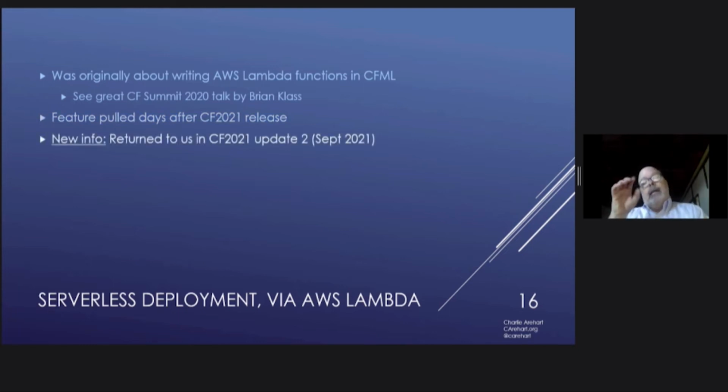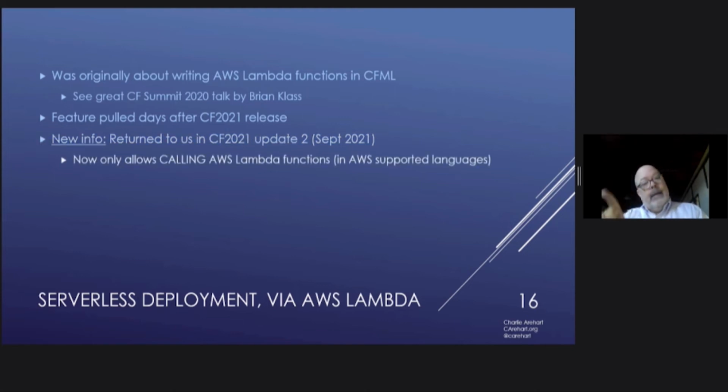And then check this out, in 2021's update 2 that came out just this past September, so 2.5 months ago, we got the AWS Lambda functionality back, except it only allows us to call AWS Lambda functions from within CFML. You have to write them in AWS supported languages. It no longer offers the ability to write AWS Lambda functions in CFML. So very different. Not to say it's not valuable. I'm sure it will still be valuable to some people, but it's not the same thing.